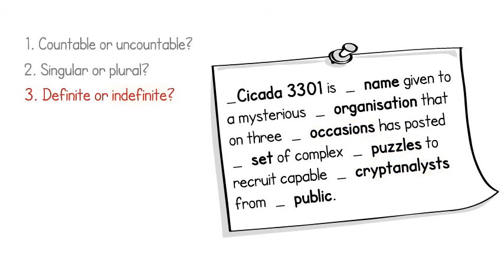There are two definite nouns, name and public. The noun name is unique. It is the single name of this internet group, and public is an adjective that is being used to describe a group of people. These two nouns need the.